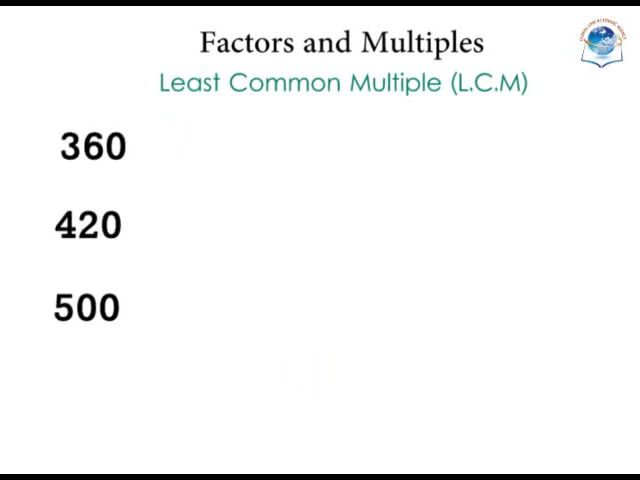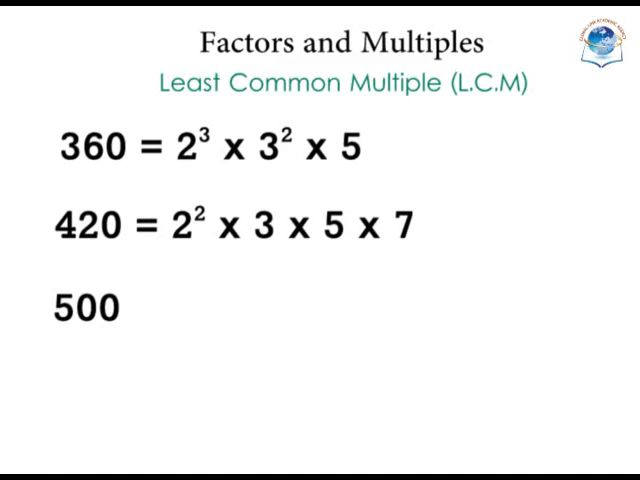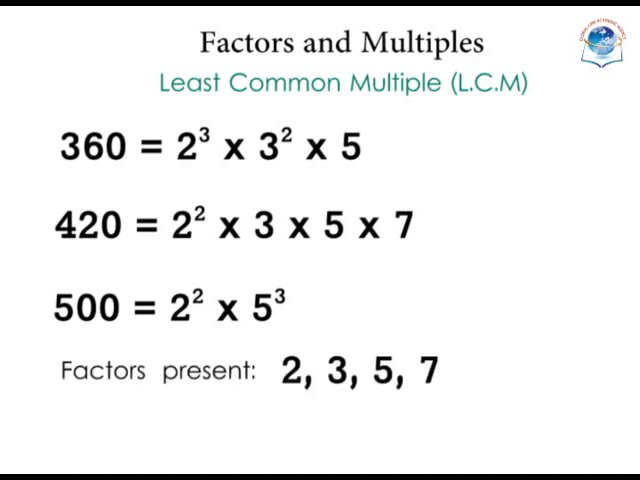So let's work the LCM of 360, 420, and 500. 360 is equal to 2 raised to power 3 times 3 raised to power 2 times 5. 420 is equal to 2 raised to power 2 times 3 times 5 times 7. 500 is equal to 2 raised to power 2 times 5 raised to power 3. The factors present are 2, 3, 5, and 7. The largest 2 is 2 raised to power 3. We pick that. The largest 3 is 3 raised to power 2. We pick it. The largest 5 is 5 raised to power 3. And the largest 7 is the only 7 present. So we pick it. And so the LCM is 2 raised to power 3 times 3 raised to power 2 times 5 raised to power 3 times 7. And that gives us 63,000.